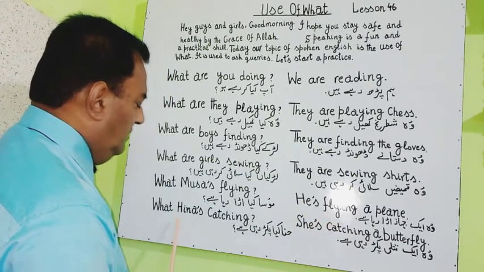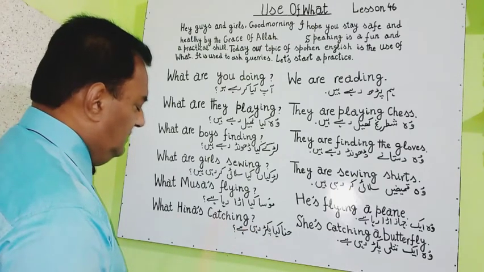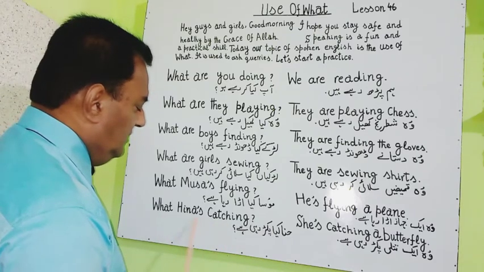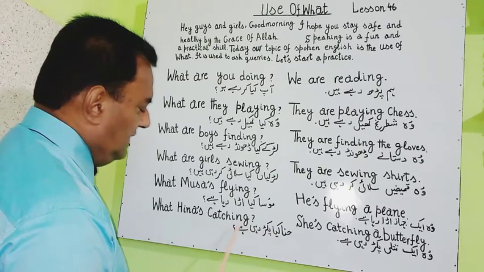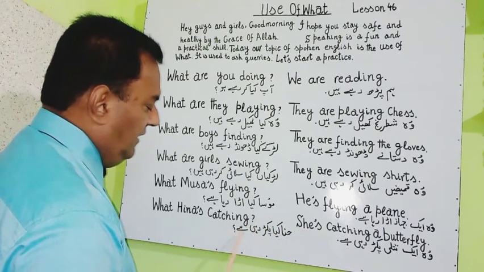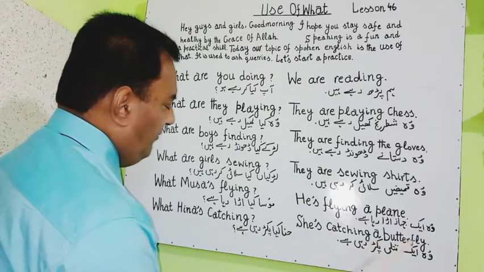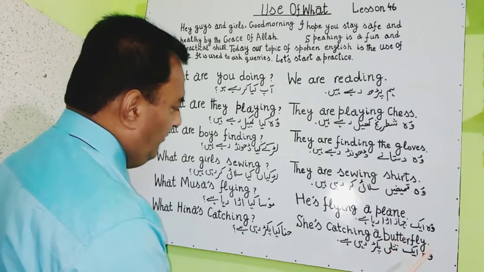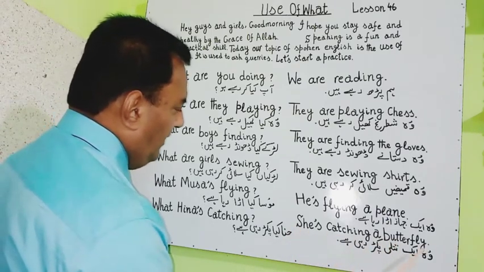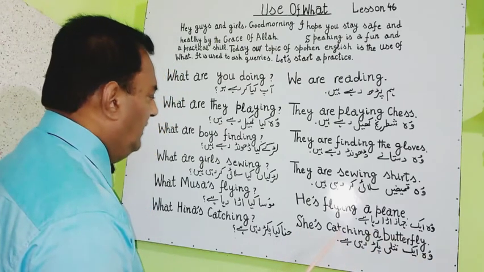And last query is, what Hina's catching? What Hina's catching? Hina क्या पकड़ रही है? She is catching a butterfly. She is catching a butterfly. वो एक तितली पकड़ रही है.